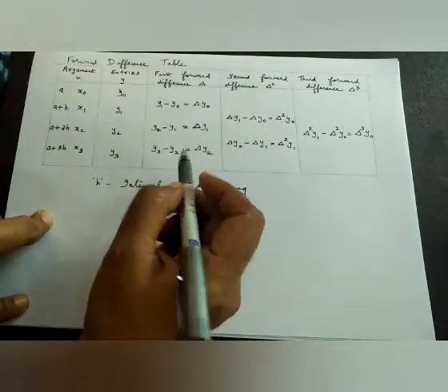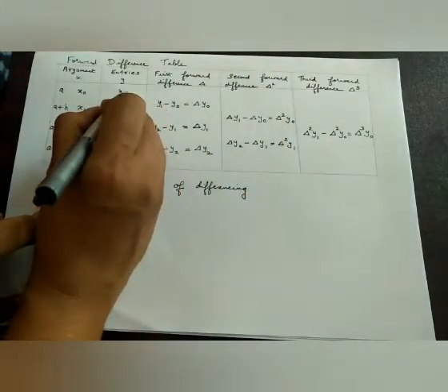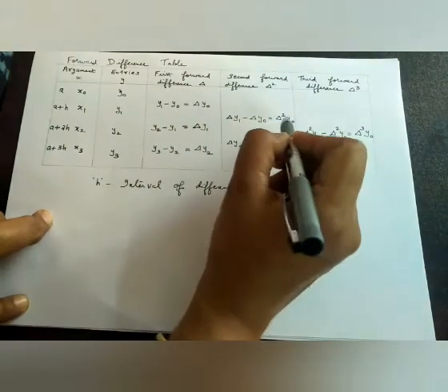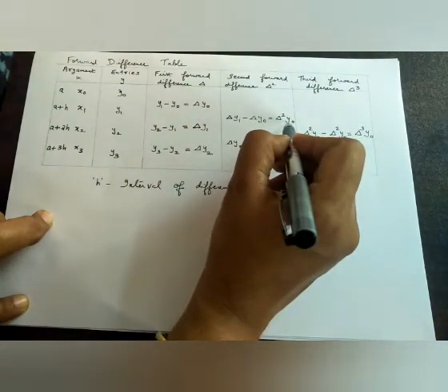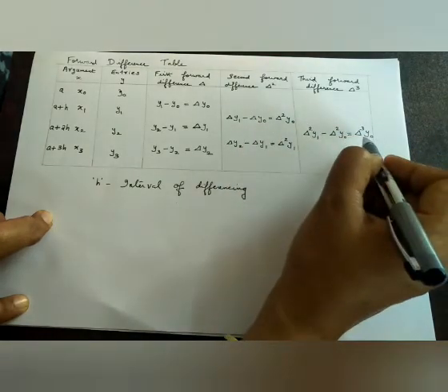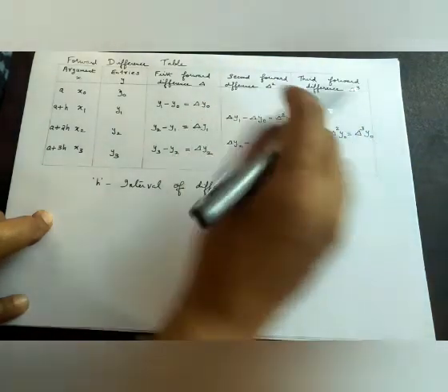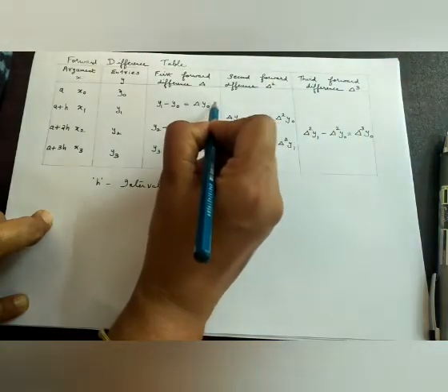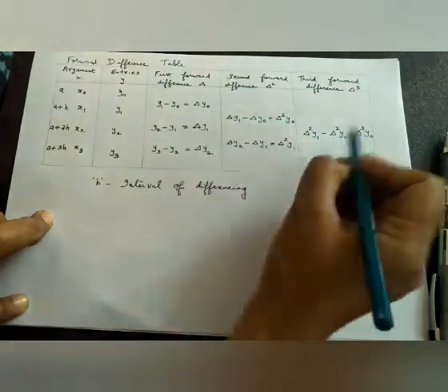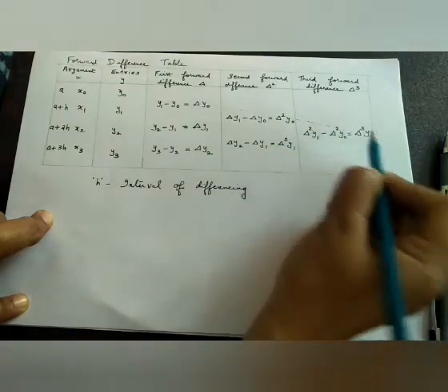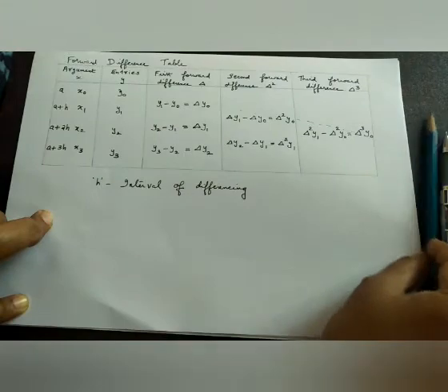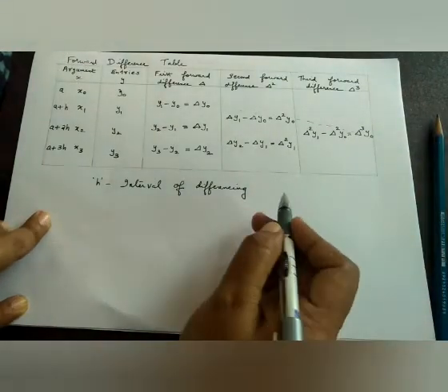Why is it called the forward difference table? Because here I am taking y0, then the first forward difference delta, then the second forward difference delta square, and the third forward difference delta cube. We are moving like this, forward. So this table is called the forward difference table, and here h is the interval of differencing.